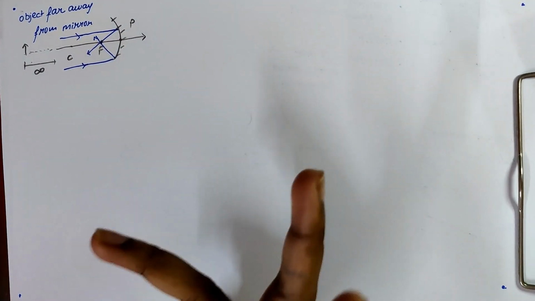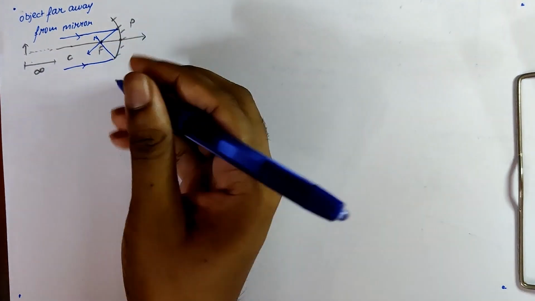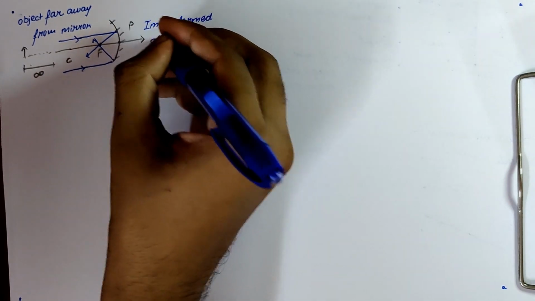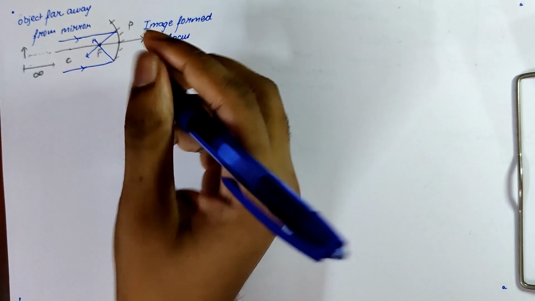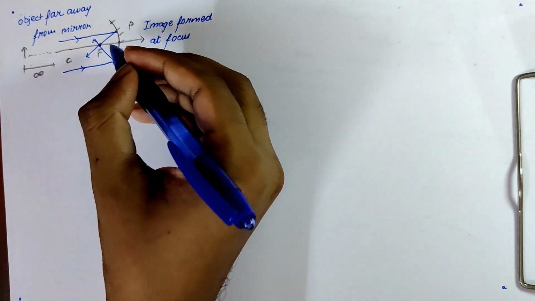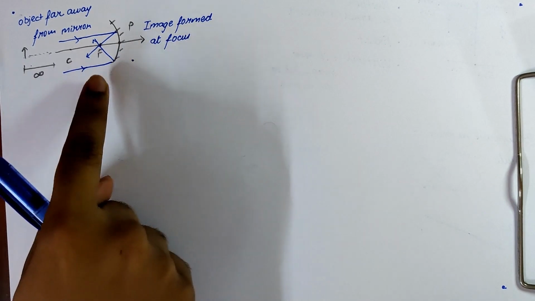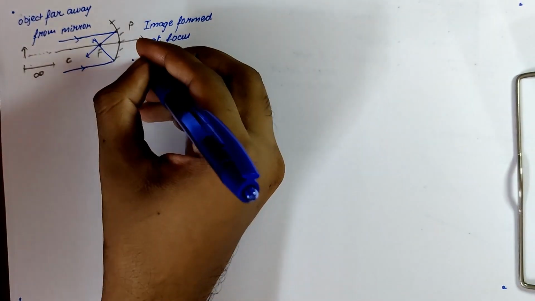So the image will be formed at the focus. And what will the image be? These are two light rays that are not formed behind the mirror but in front of the mirror. Whenever the image is formed in front of the mirror, it's called a real image.